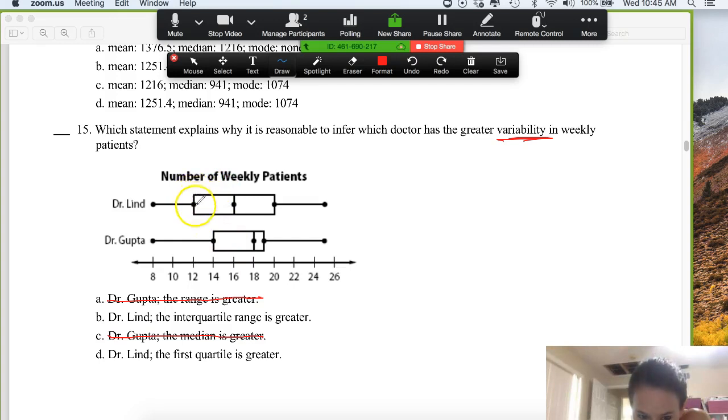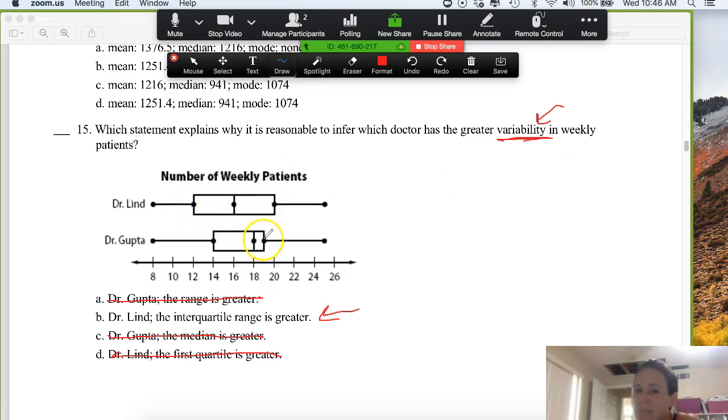Lind, his first quartile is actually smaller than Dr. Gupta's. So it kind of brings us to this just because the other things aren't true. Dr. Lind has a greater interquartile range, meaning from the lower quartile to the upper quartile, there is a bigger range here. So that's why he has more variability in weekly patients, sometimes as low as 12, sometimes as high as 20 for that median grouping.